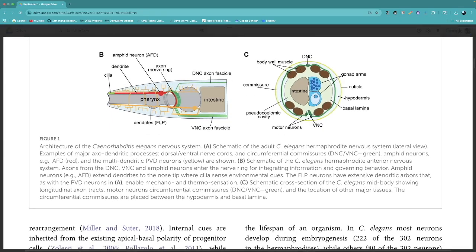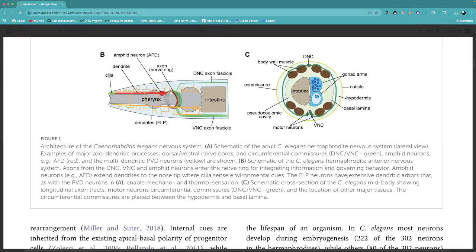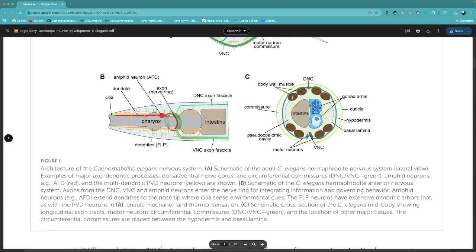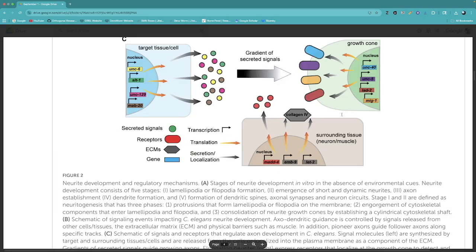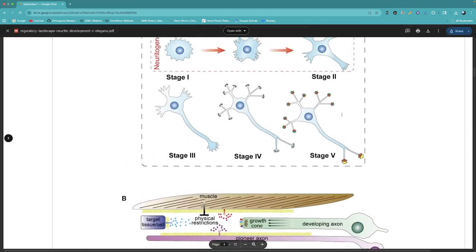And so we'll take the FLP neurons as an example. The FLP neurons have extensive dendritic arbors. That is what the PVD neurons enable, mechano and thermosensation. And then in C, we have the schematic cross-section at the midbody showing these axonal tracts in relation to other structures within the body. Their figure 2 shows neurite developmental regulatory mechanisms.